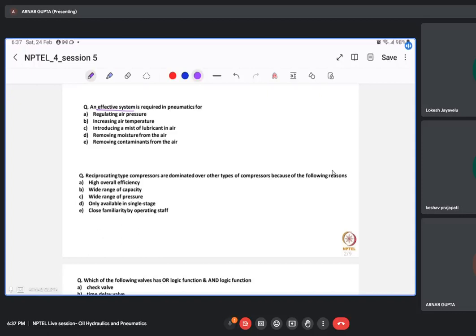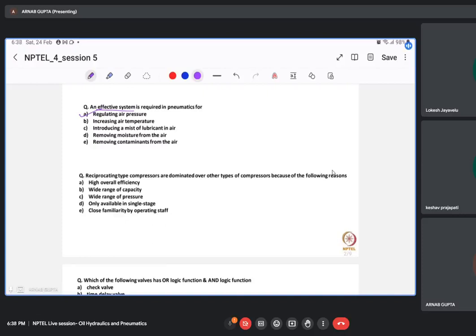So, what are the main components or elements to be included for running a pneumatic circuit? First of all, the pressure regulator. It is very much required to regulate the pressure so that we are storing the pressurized air at a particular pressure that is usable for that particular application.